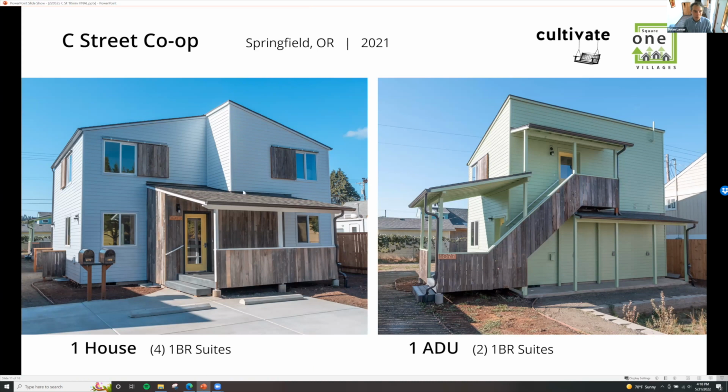So what we developed on this property in Springfield in partnership with Square One Villages is essentially a front house and a backyard ADU. On zoning, it's two legal dwelling units, but we carved them up into 6 private suites. Each suite essentially has a kitchenette rather than a full kitchen. We talked openly and worked openly with the city in doing this. They recognized the crisis we were in, and so we were pretty successful with this project.